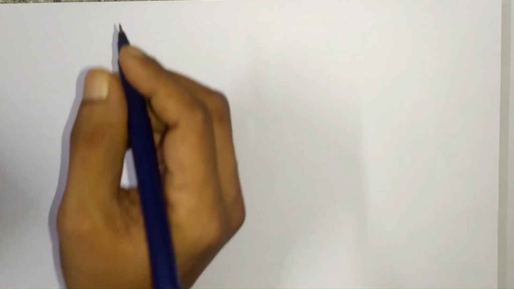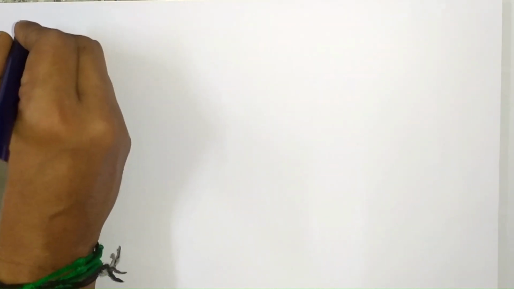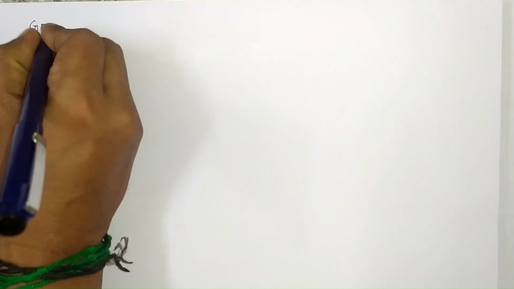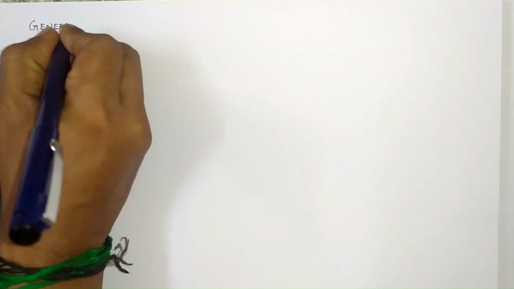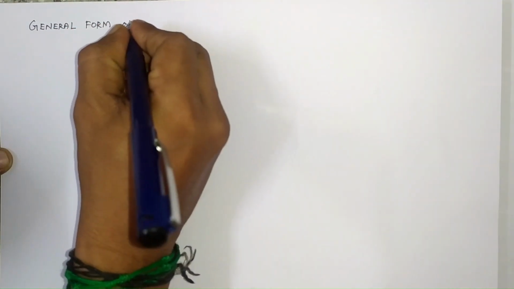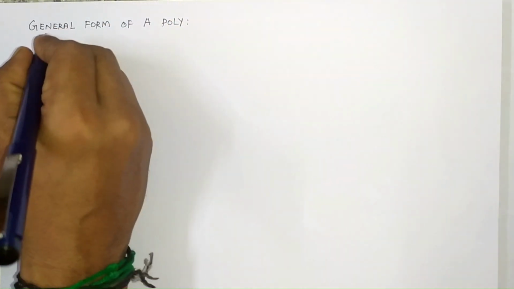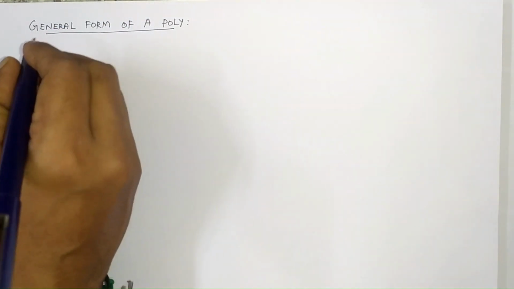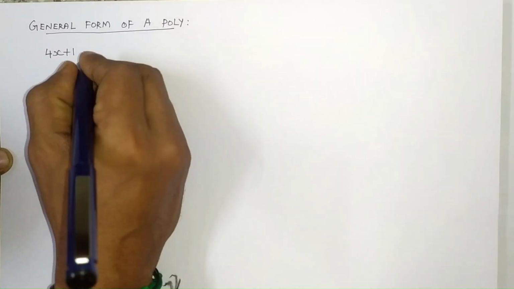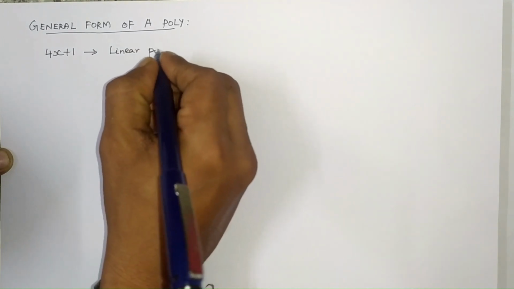Okay. Now we will discuss the general form, how a polynomial will look in a generic way. So that is the general form of a polynomial. For example, we had the example 4x plus 1. So this is a linear polynomial, right?